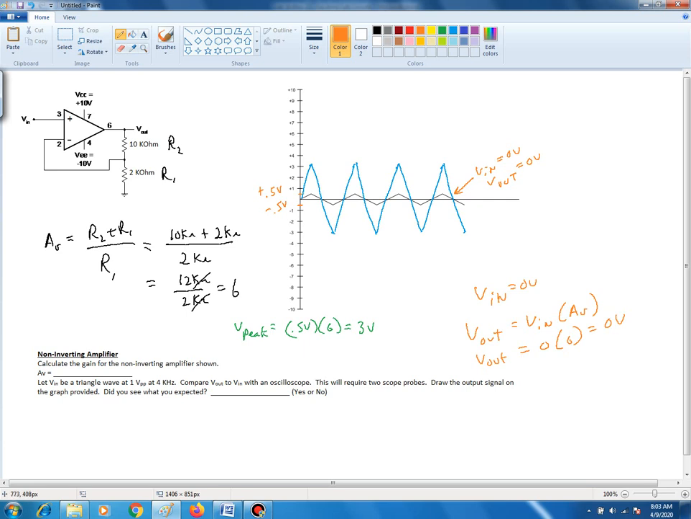And since it's non-inverting, when the input peaks in the positive fashion, your output is going to be peaking in a positive fashion as well, and vice versa.